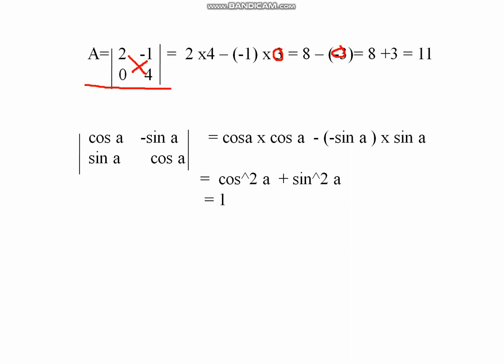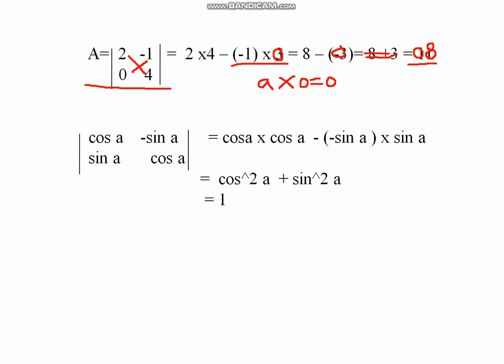So the answer is only 8. 8 minus 0 is 8, and minus 1 into 0 is 0, because if we multiply any non-zero number by 0, the answer is always equal to 0. So remember this: if a is a non-zero number and we multiply a by 0, then the answer is always equal to 0. So here the answer is 8 minus 0 equal to 8.